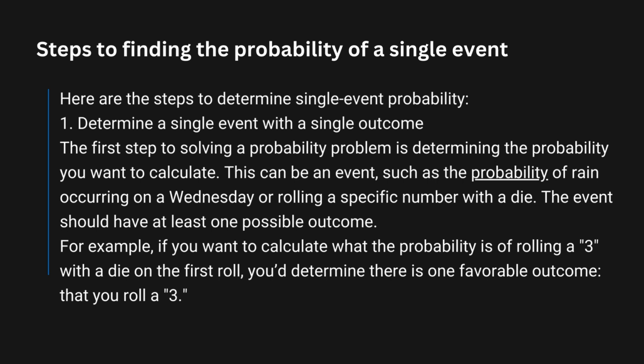For example, if you want to calculate what the probability is of rolling a number 3 with a die on the first roll, you determine there is one favorable outcome that you'll roll a 3.